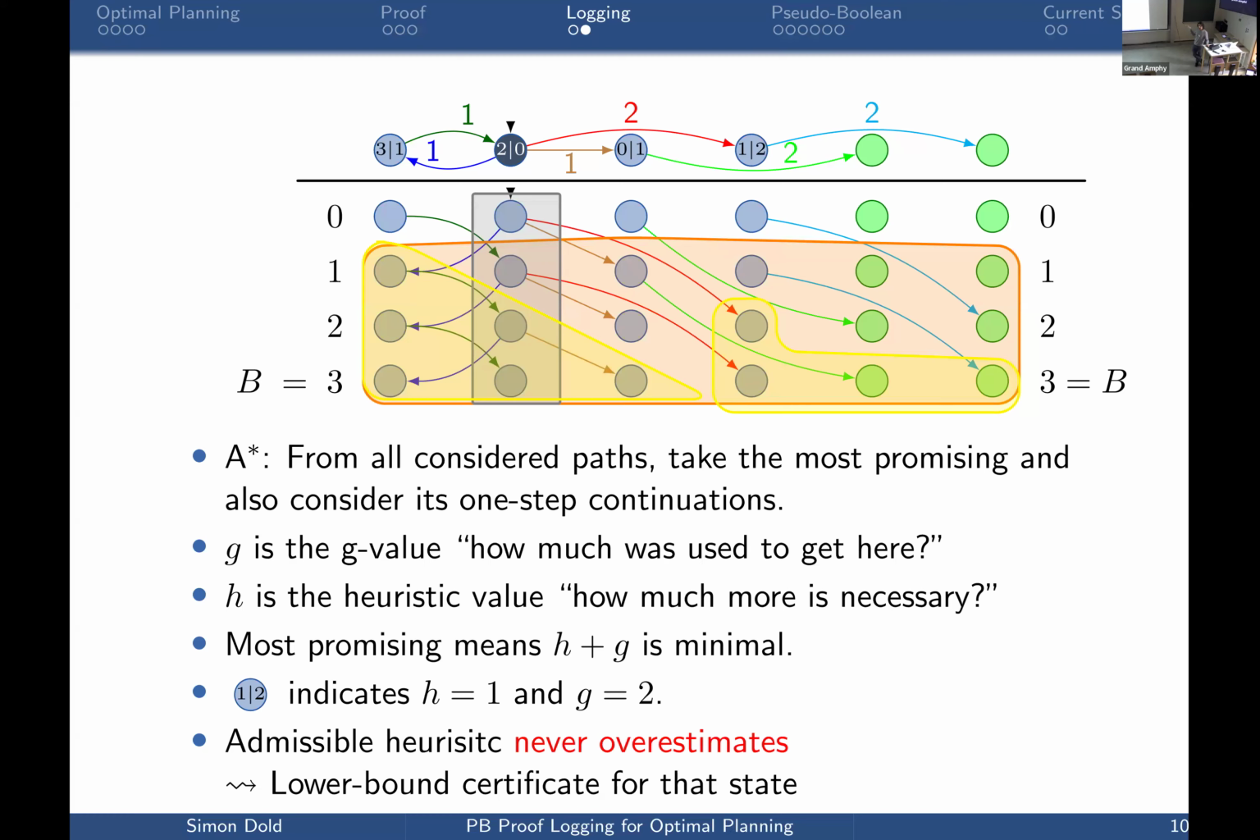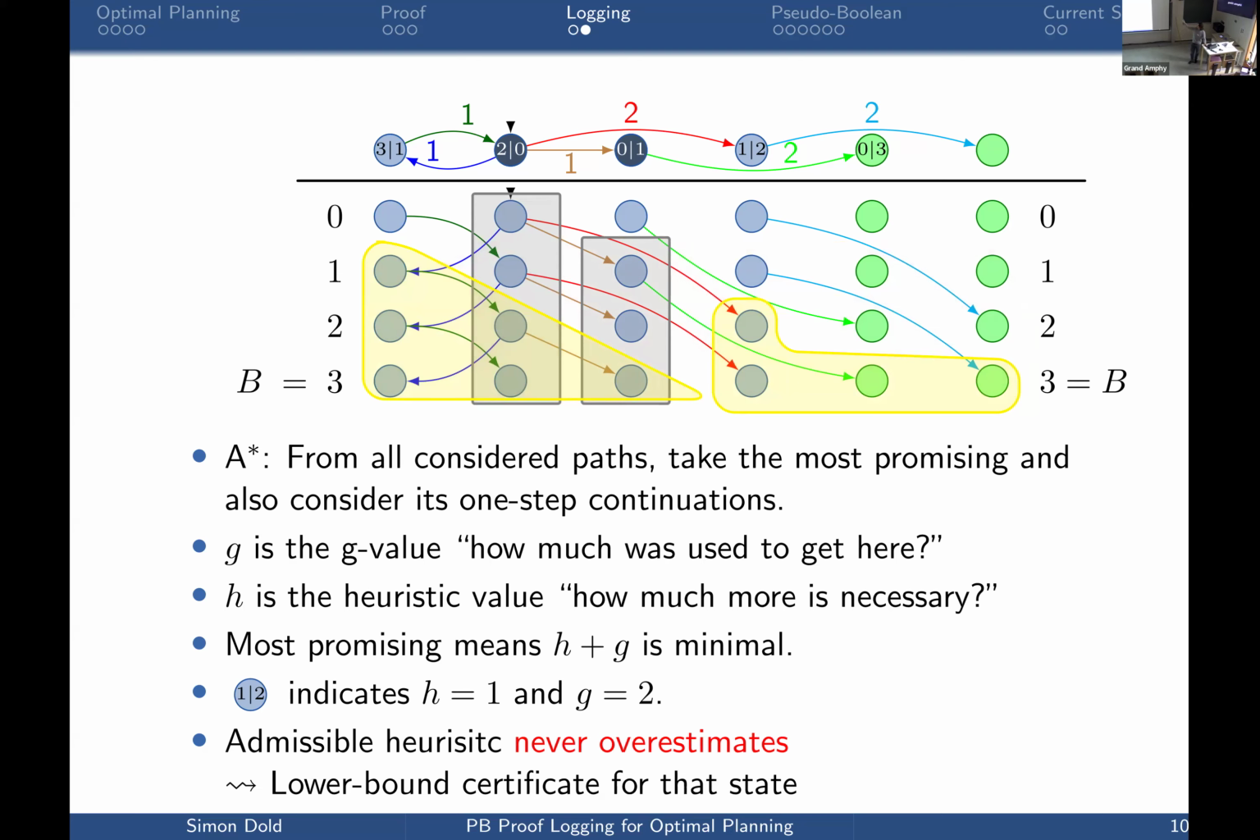And I have a certificate for this as well. So now I continue with my search from these three paths. Which one is the most promising? It's the one with the h value of 0 and the g value of 1. So I'm expanding this one.